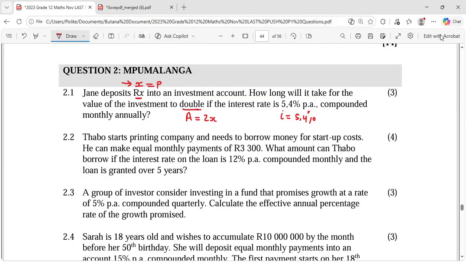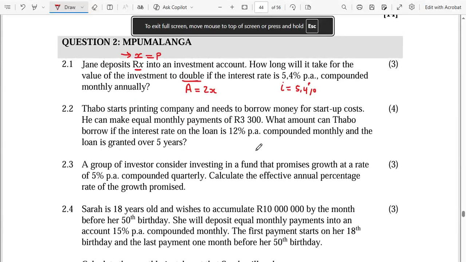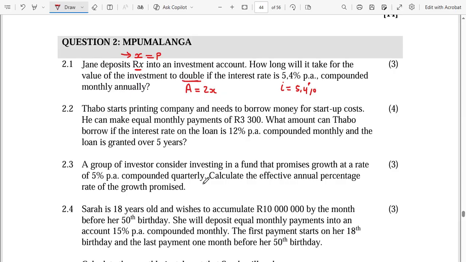I'm looking forward to working on the next question. The next question says that Tavo starts a printing company. I think you guys can see how I attack this question. I analyze the statement first, make sure I understand everything in it. Tavo starts a printing company. He needs to borrow. I see the word borrow, and this has to do with a loan.